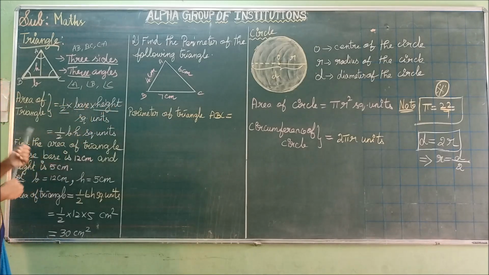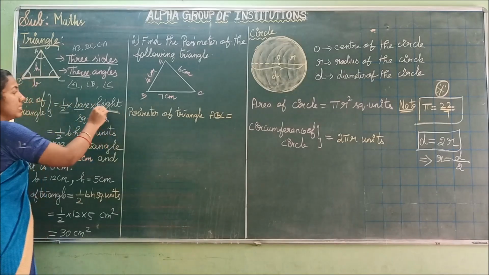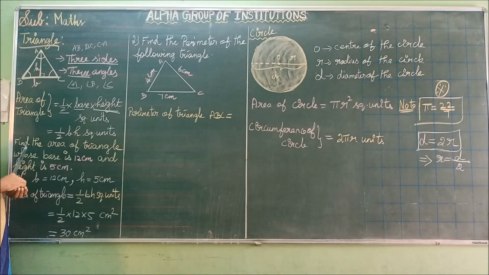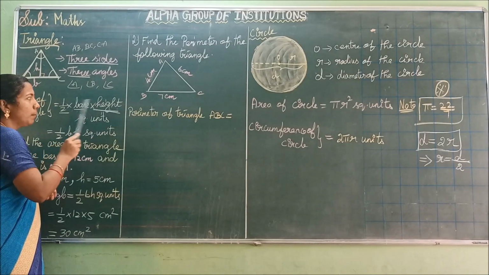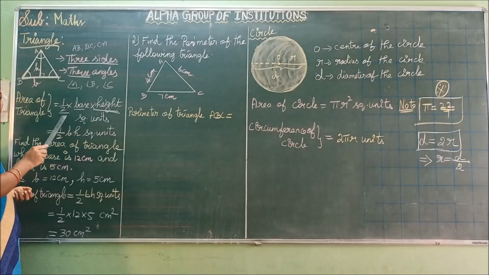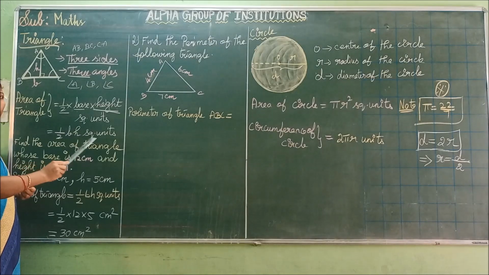What is the base here? BC is the base. What is the H here? This is the perpendicular height. So this is the height of this triangle. In order to calculate the area of triangle, you must multiply the value of base and the height, and you have to divide that value by 2. So shortly we are writing it as half BH square unit.